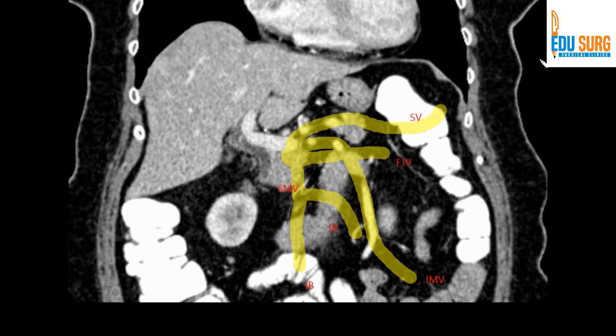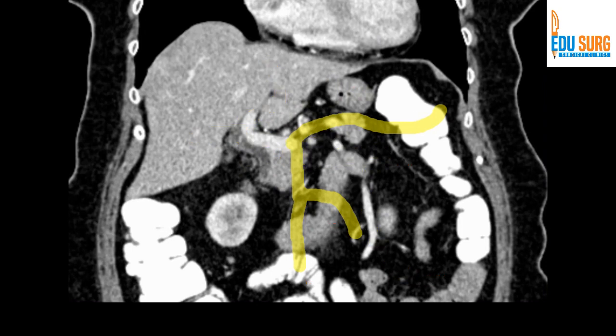splenic vein. These structures together form the portal vein. And the left gastric vein or coronary vein in this case is opening into the splenic vein. Left gastric vein or the coronary vein, and this finally forms the portal vein. So this is the anatomy that you can see in this patient.